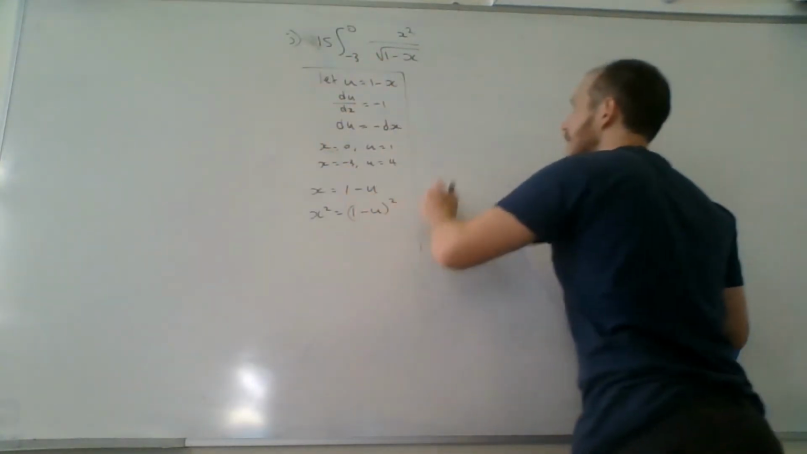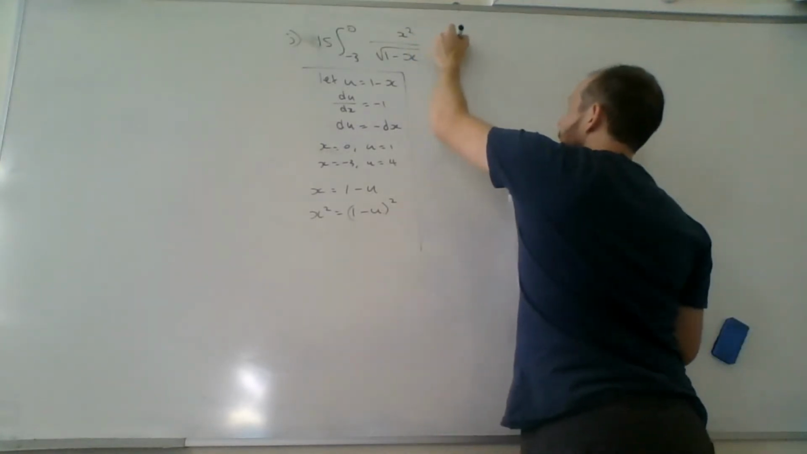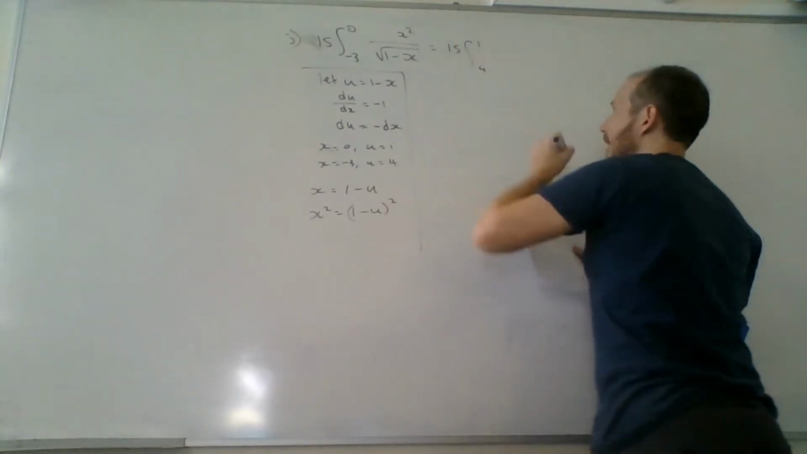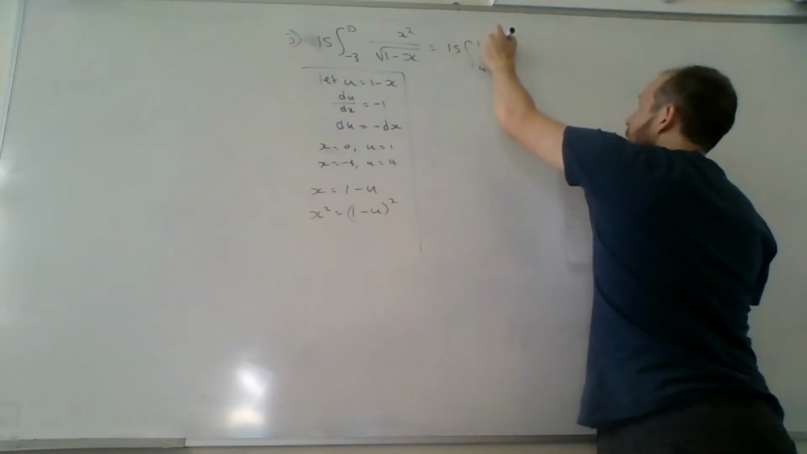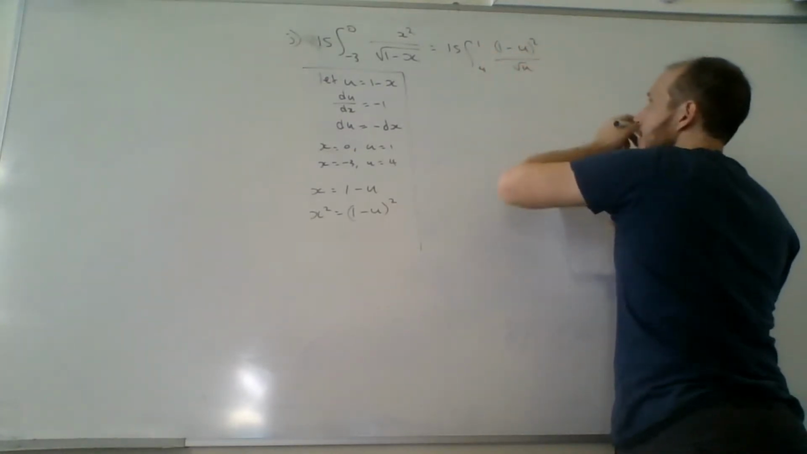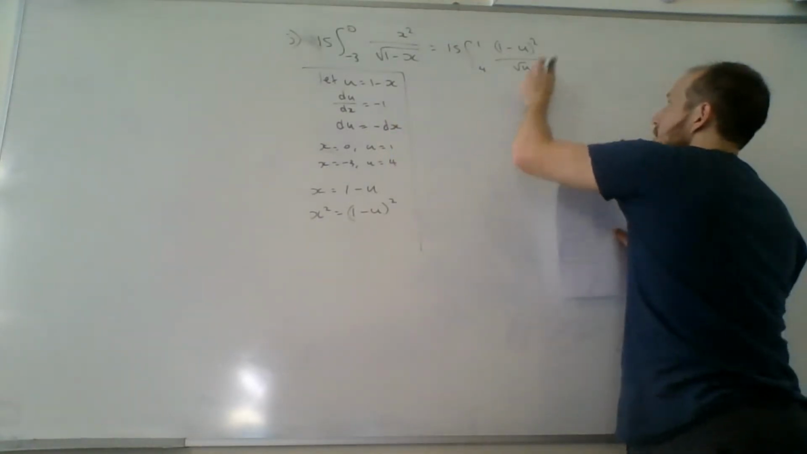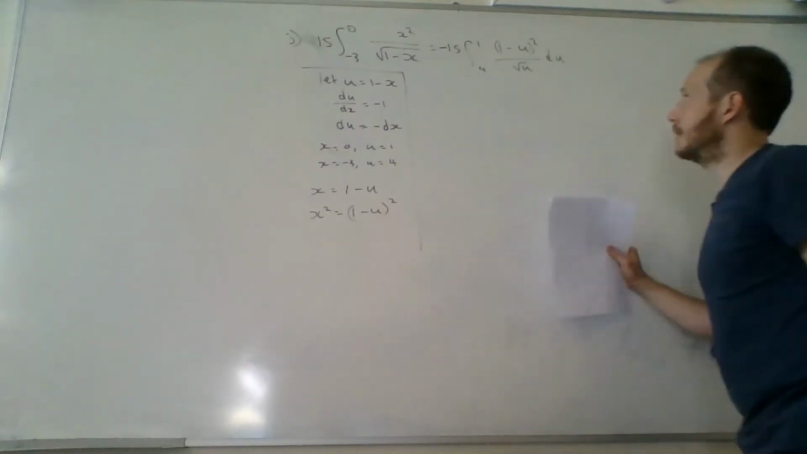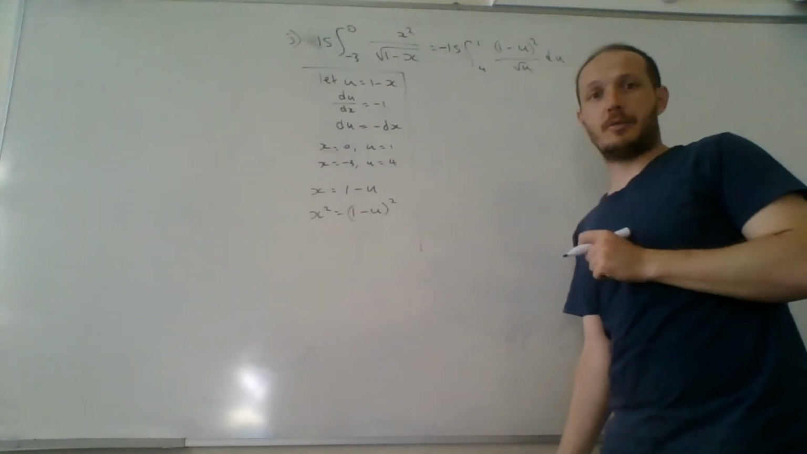So if we substitute all of that information in, what we end up with is 15 times the integral from 4 to 1. Now on the top line we have x squared, which is this, 1 minus u squared, over the square root of u. Now instead of dx, we have minus du. So I'm going to put du and put my minus out the front. So I've ended up with this. So I've changed the whole integral into an integral with respect to u.